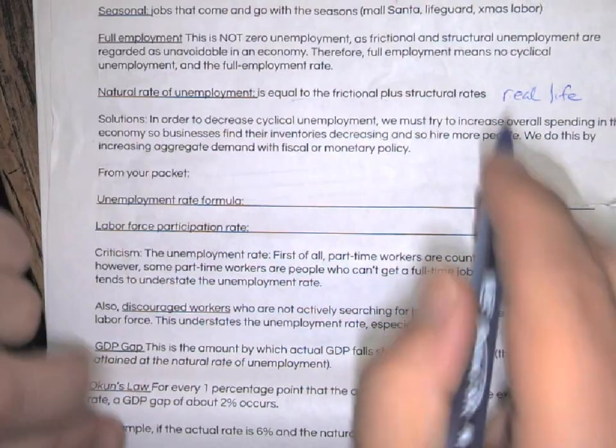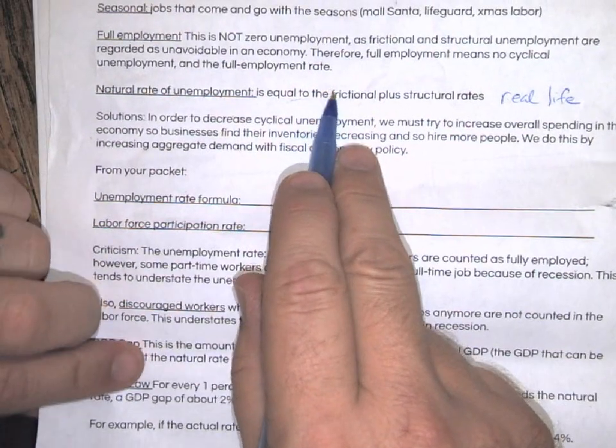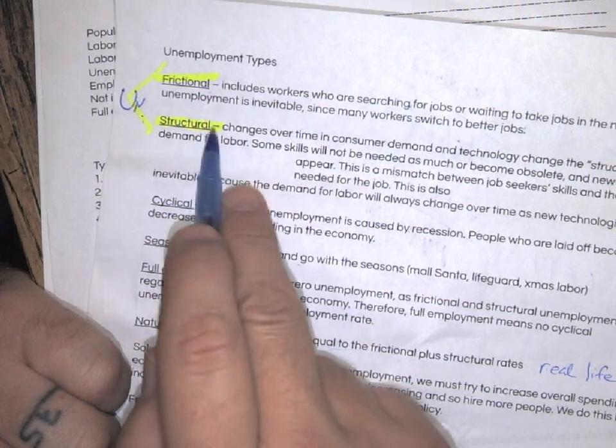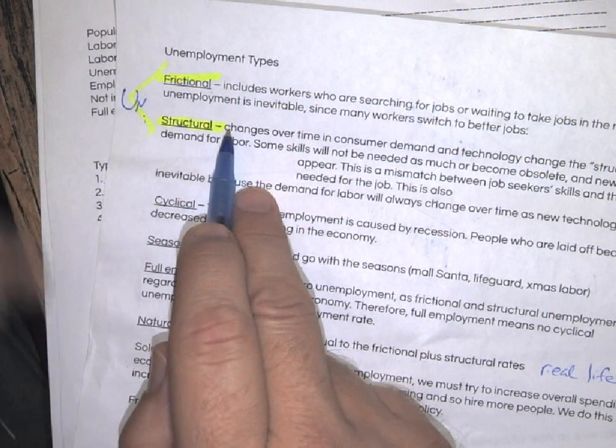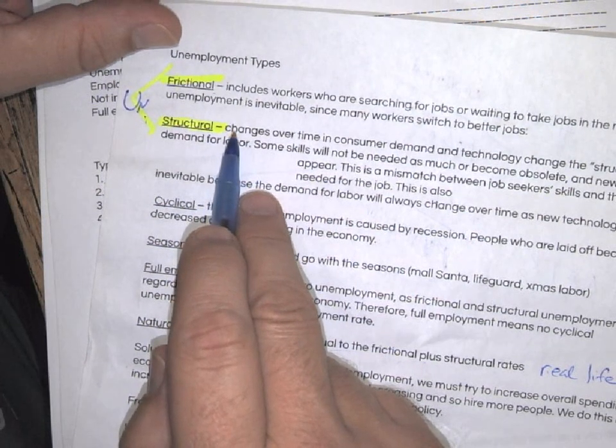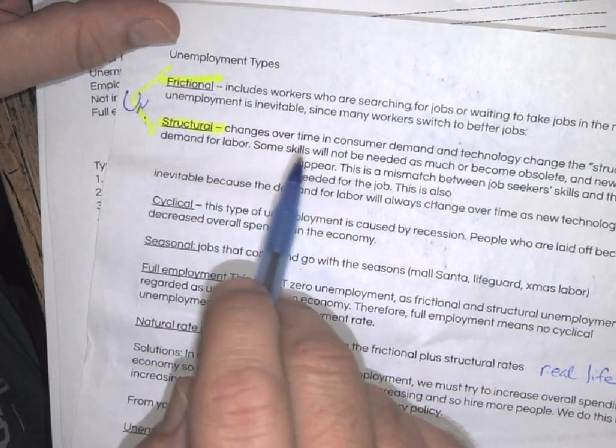Remember, real life is natural, so the natural rate of unemployment is we're going to have people quit their jobs today, people whose skills will go away. So we will have this type of unemployment. It's going to happen. We'll never have that 100% employment. It just will not happen.